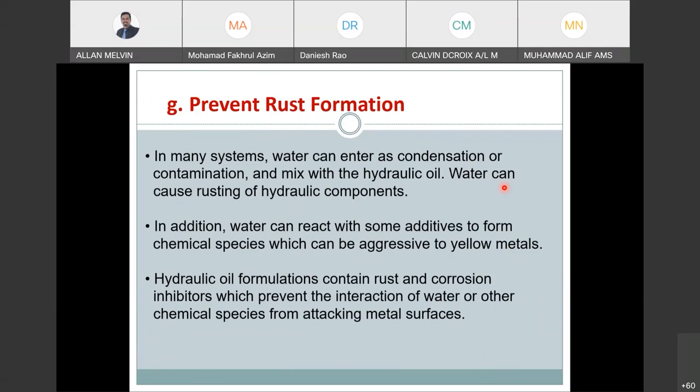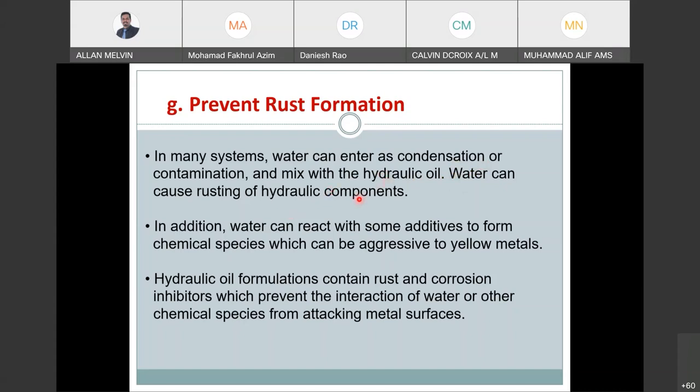Okay, so G, prevent rust formation. Yeah, rust, I think you know. Correct. It's corrosion. In many systems, water can enter as a condensation and contamination and mix with the hydraulic oil. Water can cause rusting of hydraulic component. Because when water comes in, depends on the density. So at times, water will go to the surface. Lubrication to happen, so instead of oil, the water will be on the top, or it will be either way. So either way, it will be in touch, the water will be in touch with some surface, which can cause rust to form.